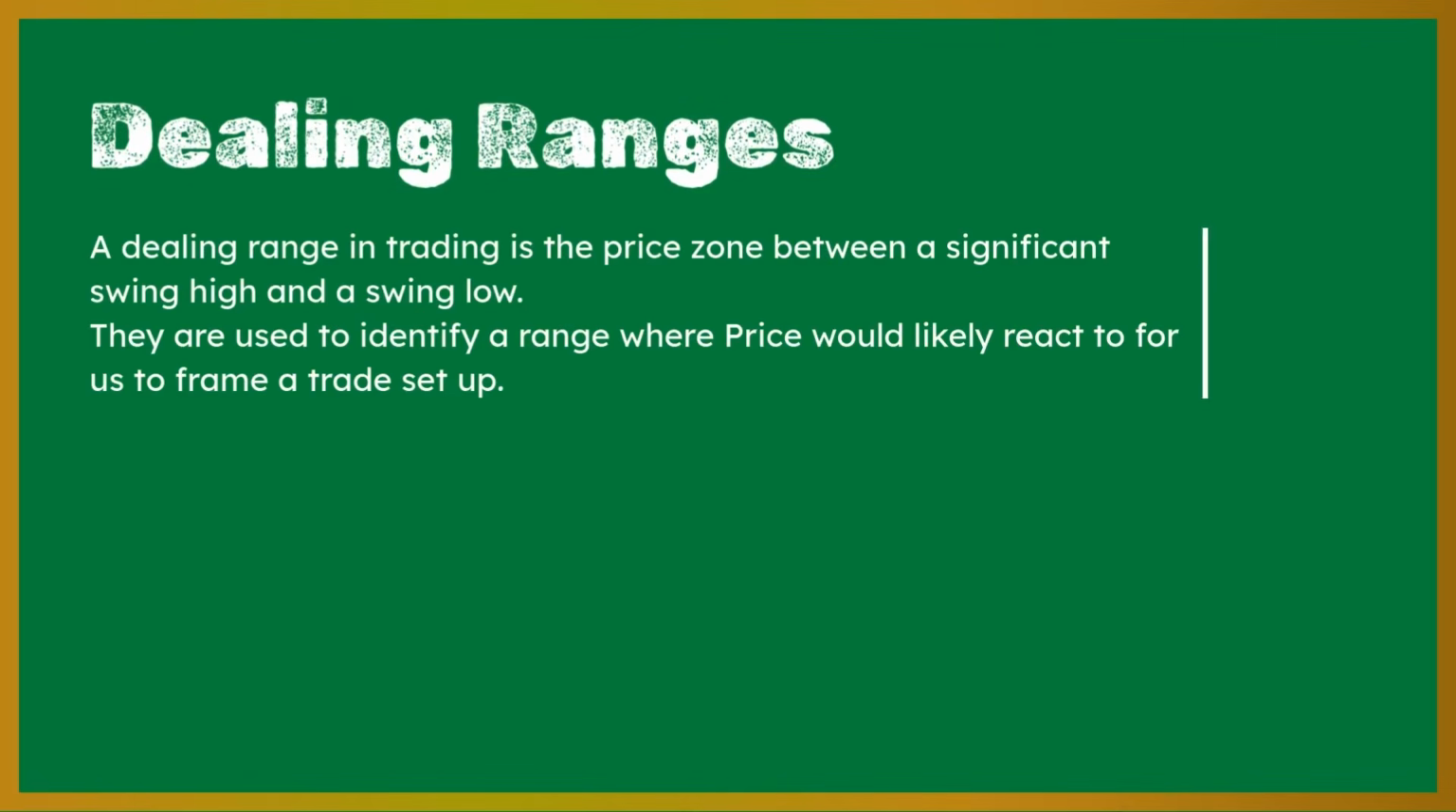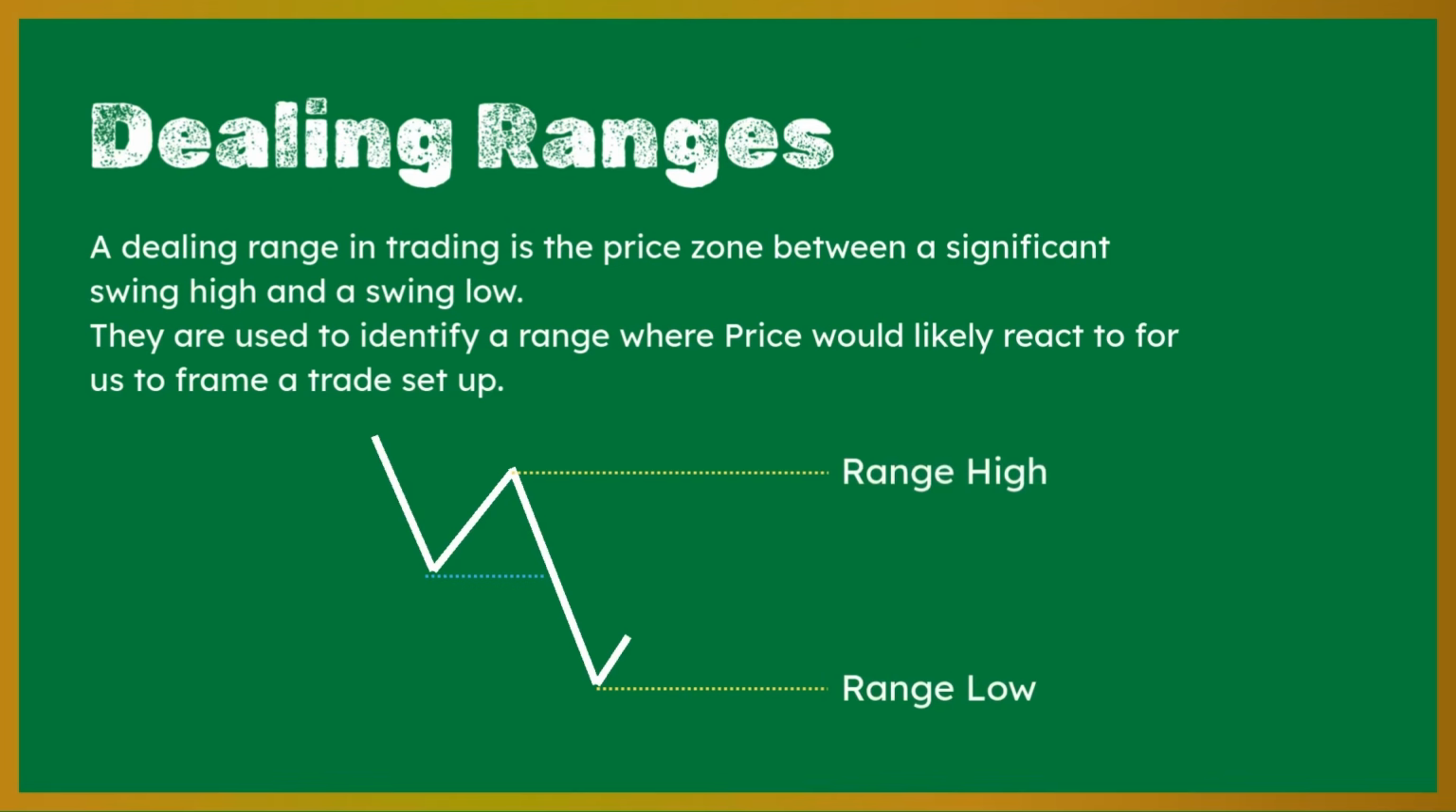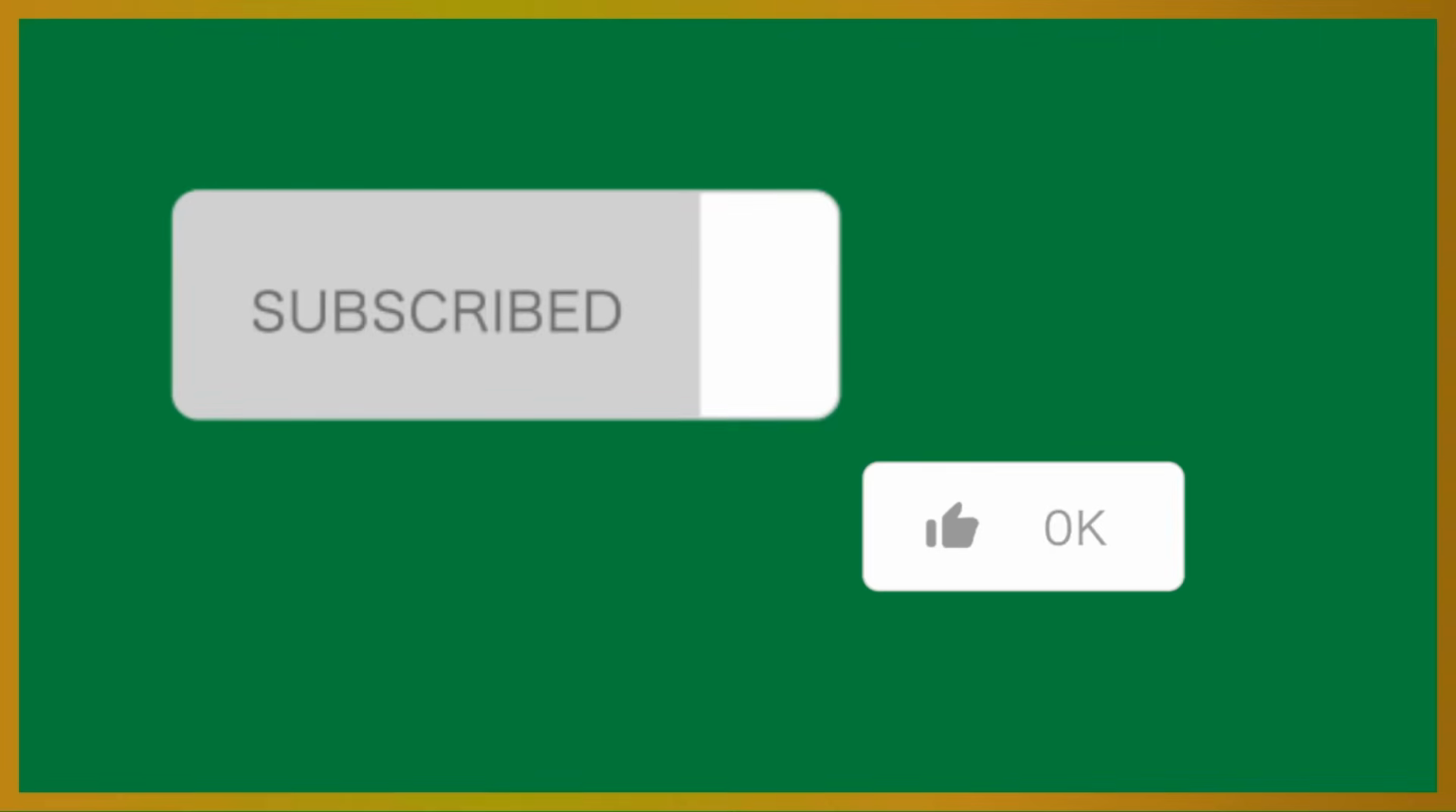When we talk about dealing ranges, we're talking about a significant high and a significant low, which usually are used to identify a range in price where we would see some sort of reaction from. Usually, we use the most recent low and the most recent high. Let us hop into the charts and see some examples.